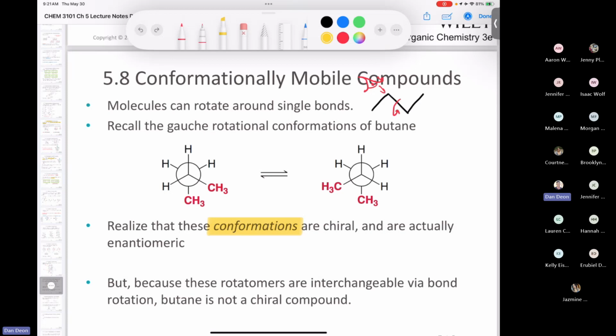So they're interchangeable so quickly that butane is not a chiral compound, okay? So again, the conclusion is butane is not a chiral compound, but you should know that these two conformations here, yes, they are technically chiral, and they are enantiomers of one another, but the compound overall is rotating so quickly that you can't distinguish between the two. So butane is not a chiral compound at all. So again, what I said about having to have a stereocenter to be a chiral compound still stands. Okay, we're not going to break that rule ever.